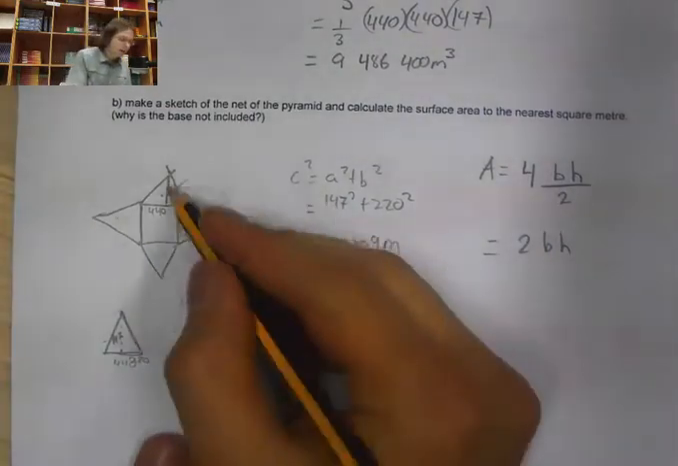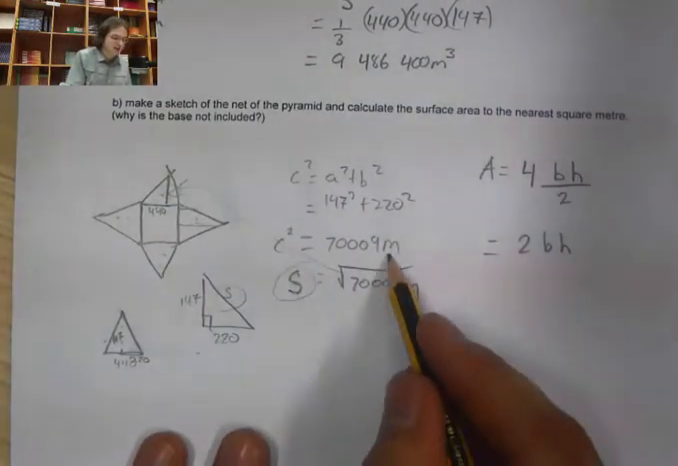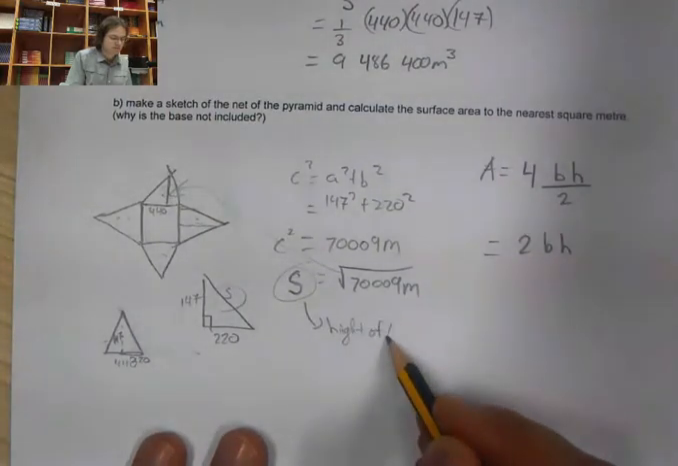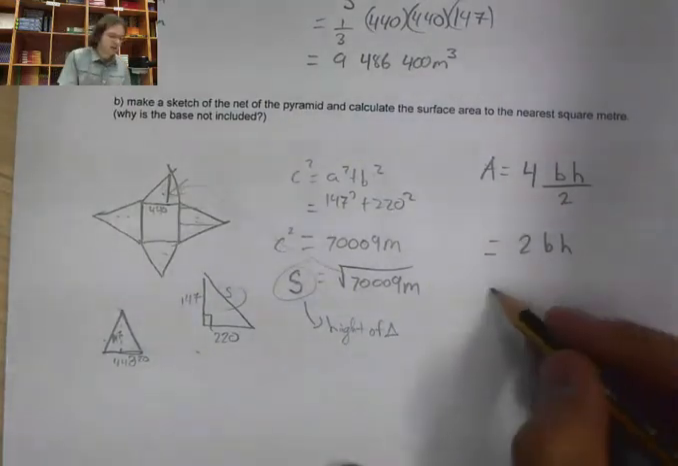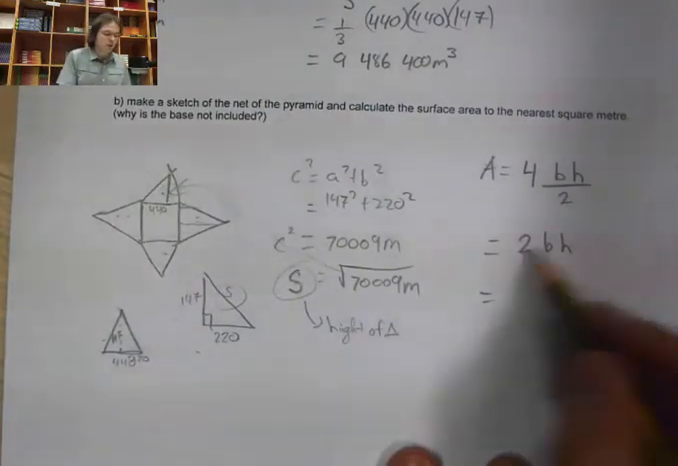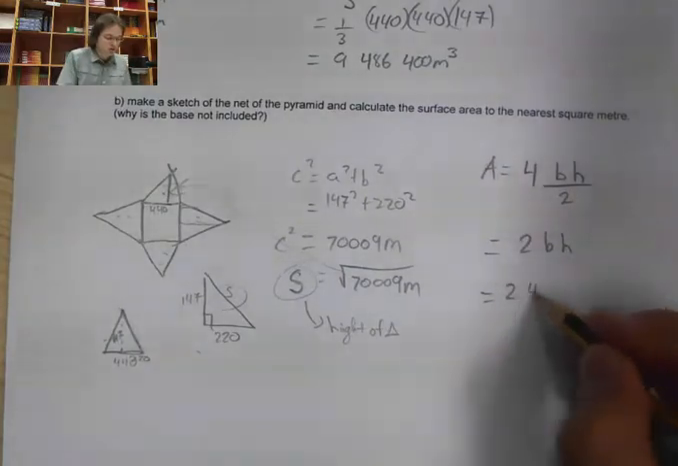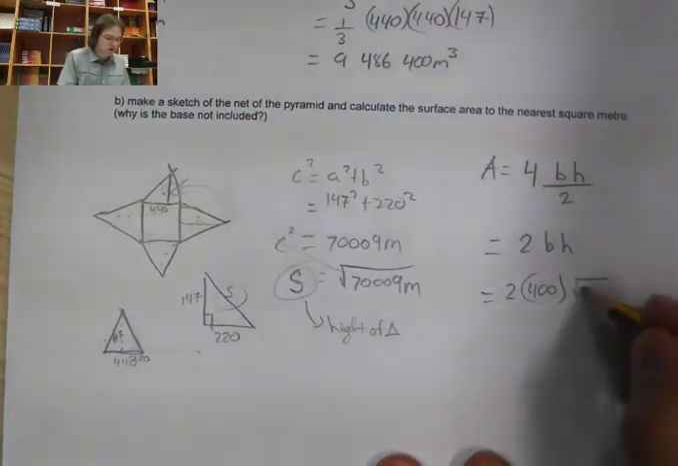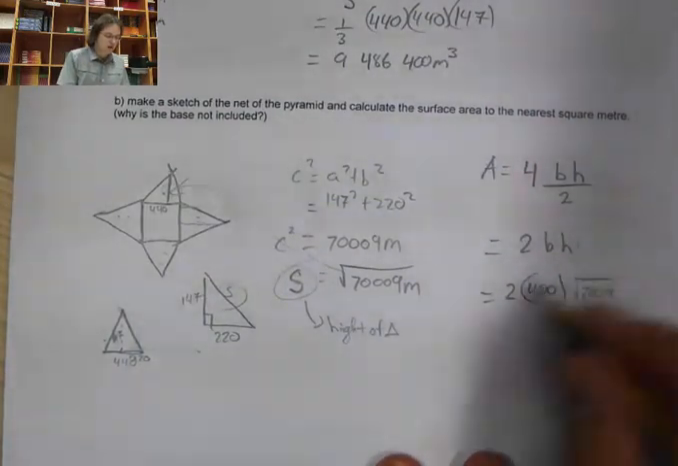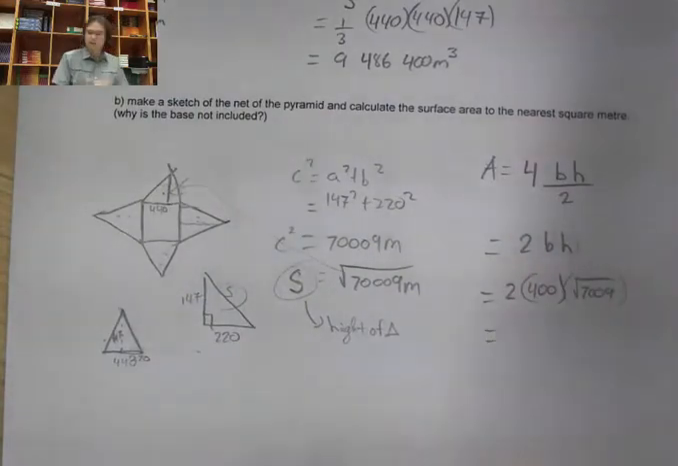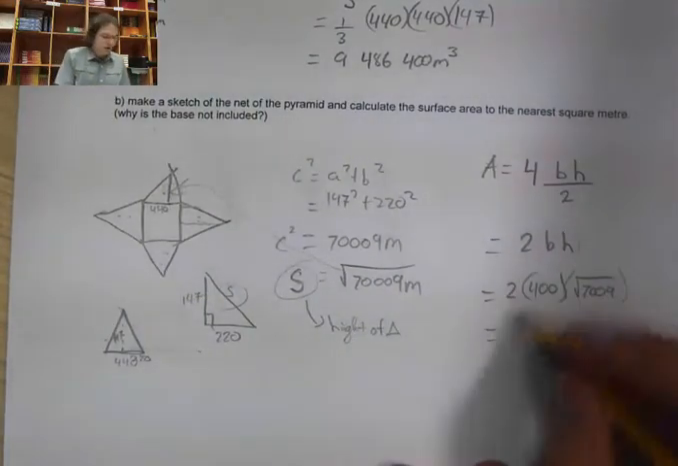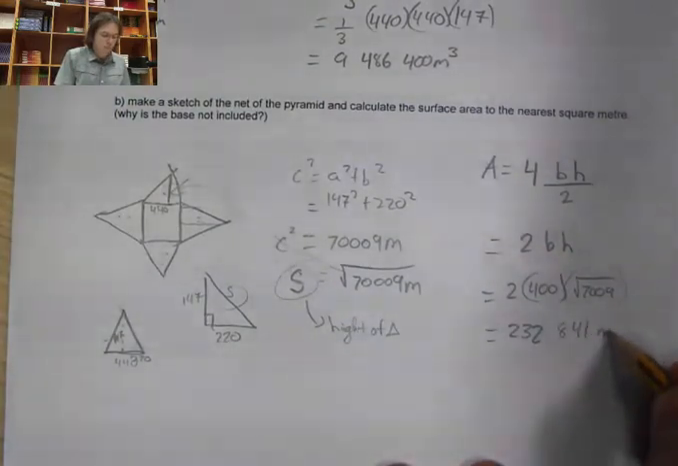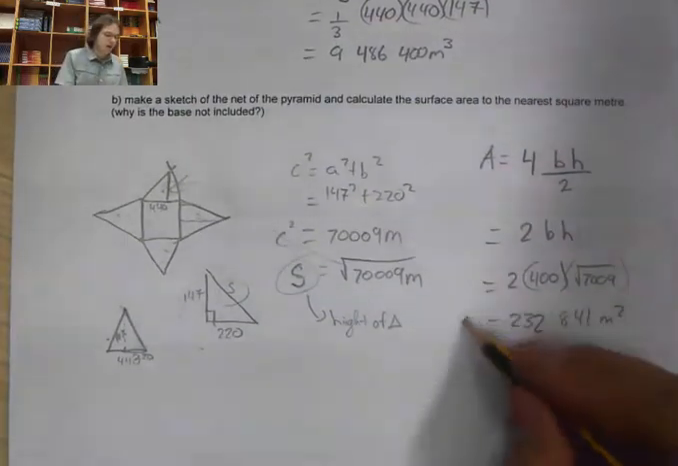Okay? Now I look at this height. These heights are actually this S. This is my height of the triangle. So it's really base times side, you might say, or slant. Okay? So now we have base, so we have 2 multiplied by 400, multiplied by my height, which is going to be the square root of 7009. And we're just going to plug that into my calculator, and I'm going to end up getting 232,841 meters squared.